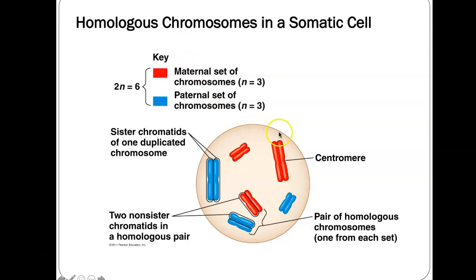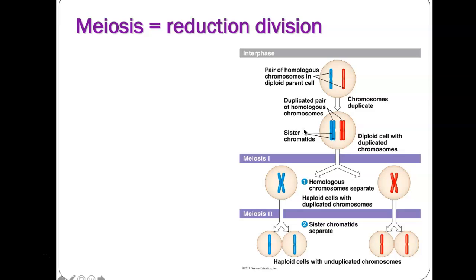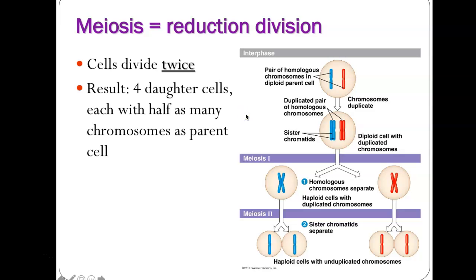All right. And so what happens is you have these homologous chromosomes that line up together on the metaphase plate. So in meiosis, the cell divides twice. The result is 4 daughter cells, each with half as many chromosomes as the parent. So we would call that haploid.